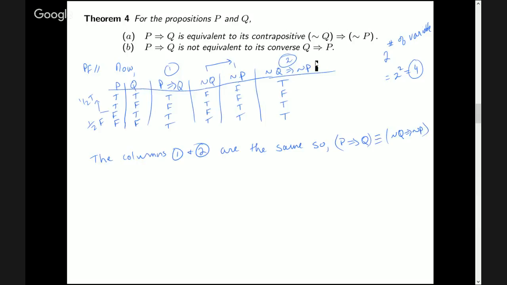We have to look at Q implies P, right? Well, I can just tack it on the end of this one because I have P implies Q. I can just do Q implies P. Or you can make a new truth table, but I'm getting lazy.